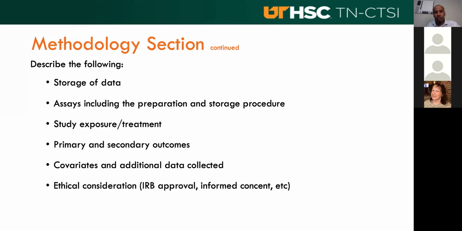Describe the assays, including the preparation and storage procedure. Describe the study exposure and treatment. This section is very, very important. So you have to describe in detail the exposure and treatment. In cohort studies or observational studies, the exposures are usually taken on by the participant and are not assigned by the researcher. In randomized clinical trials, they are assigned by the researcher.